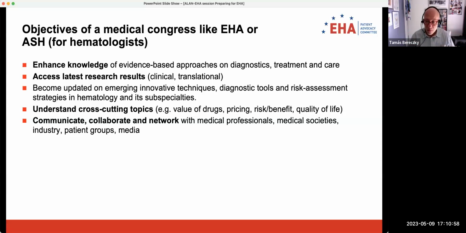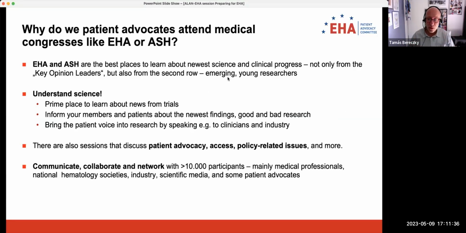And one of the most important points or objectives of such a medical congress is obviously communication, collaboration, and networking with medical professionals, also medical societies, the pharmaceutical industry, but patient groups and the media as well. So it is essential that these stakeholders are present in one space for this limited amount of time where they can talk to each other and work together along issues, questions that are important to them.